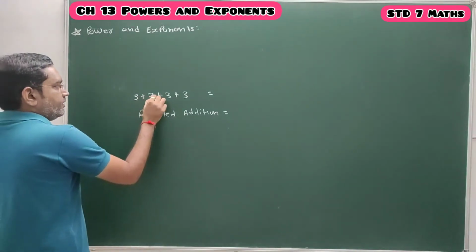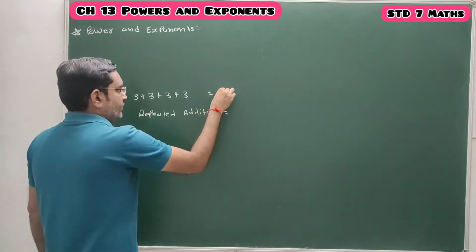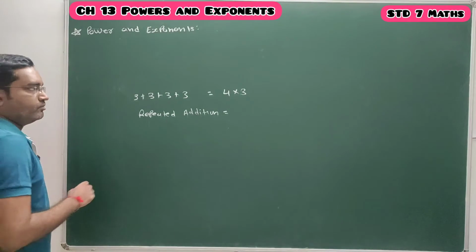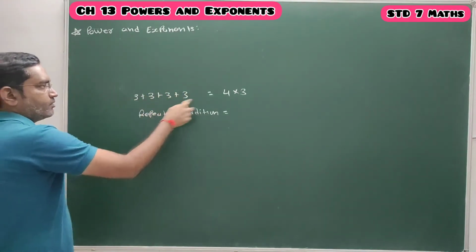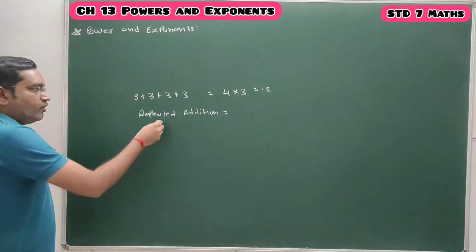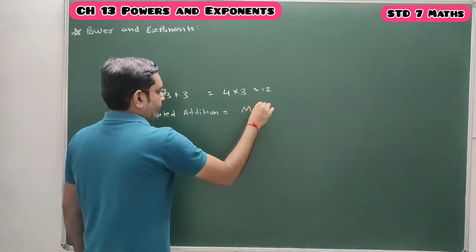Here 3 is added with 3. How many times? 4 times. So this repeated addition can be represented in multiplication form. So 3 plus 3 plus 3 plus 3, addition of 3, 4 times. So it's 4 into 3, so it's 12. So any repeated addition is converted into multiplication, that we have already studied.